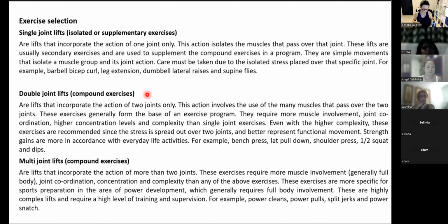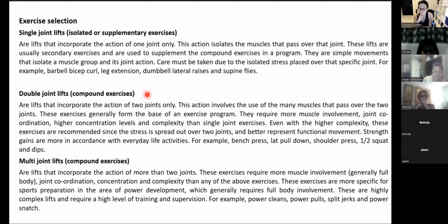Not really. The thing is that when you do, for example, a leg extension like this, you only have your quadriceps, right? When you do a squat, you have your quadriceps, you have your glutes, and you have your hamstrings. You also have your stabilizers, like the gastrocnemius, because that one stabilizes the knee and stuff like that. All these muscle groups are involved when you do, for example, a squat. That is a double joint lift, a compound exercise.